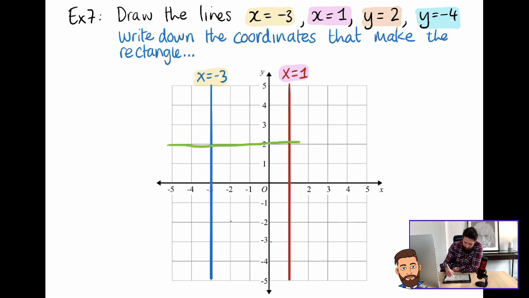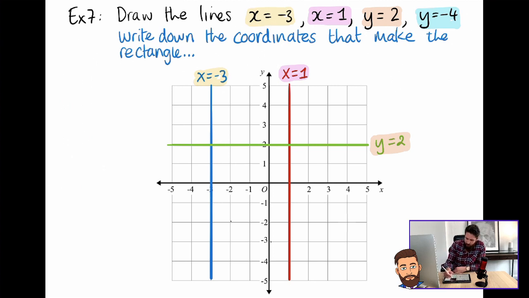Make sure it's straight. Okay, and we're going to label that y equals 2, just so it's clear in our workings. And I'll just highlight it the same colour as the question. Okay, so we've got one more line to draw, y equals -4. What does that mean? That is a line that goes through the y-axis at -4.